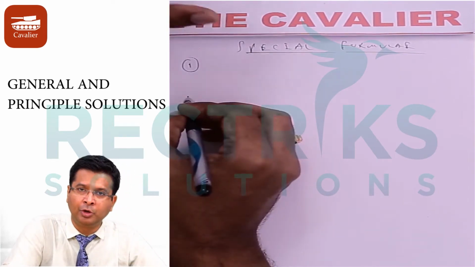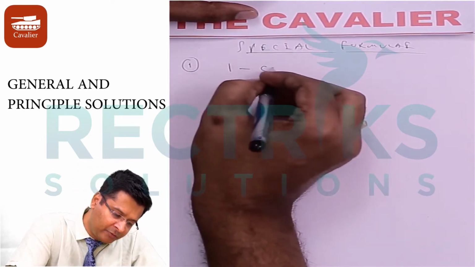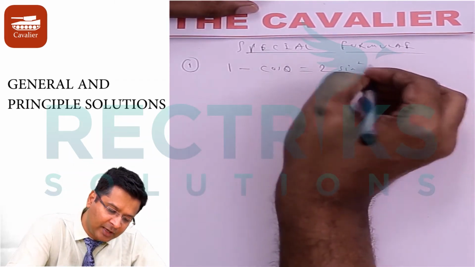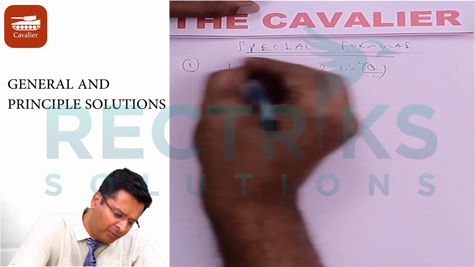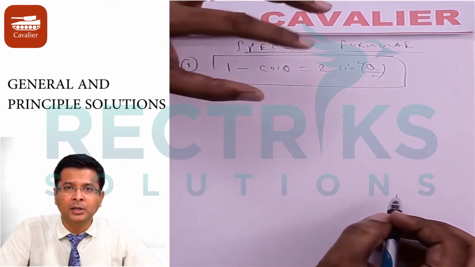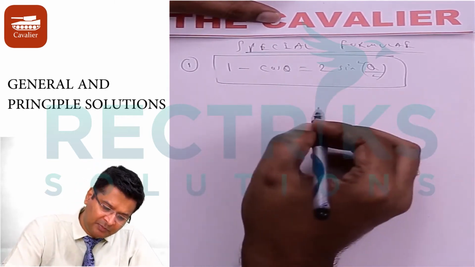The first formula which I am going to discuss under this category is the formula of 1 minus cos theta, and the formula for this is 2 sin square theta by 2. Not a new formula for all those who have already remembered all the formulas, because this formula we have derived. How have we derived this special formula?